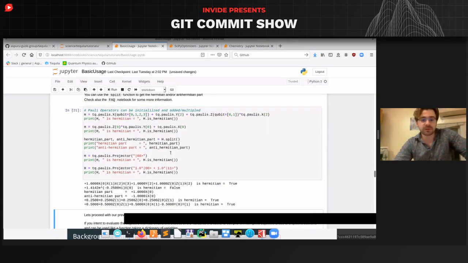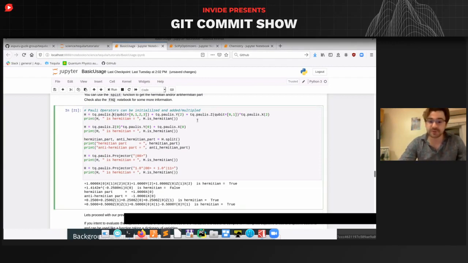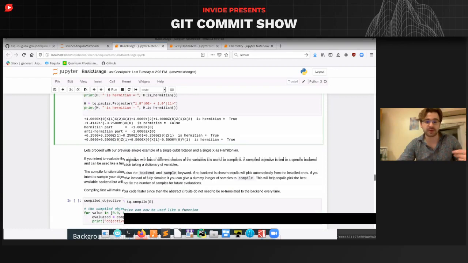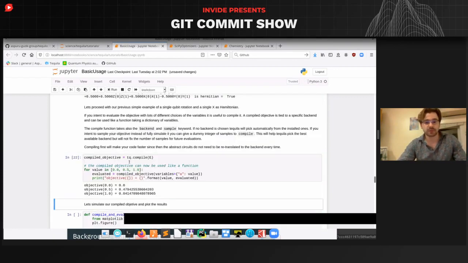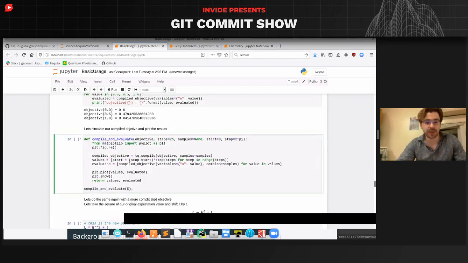We could build any Hermitian matrix we want and use it as a projector or as a Hamiltonian, building it out of these Pauli words, the Z, the Y, the X, in whatever fashion we want. And we can optimize over things that are more complex. You can compile the objectives and run them.